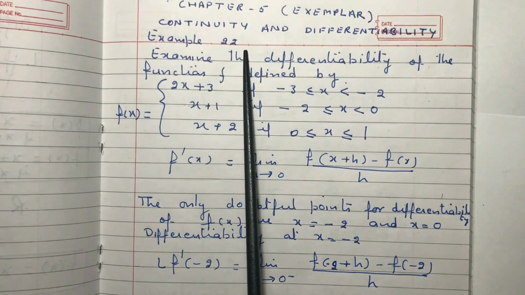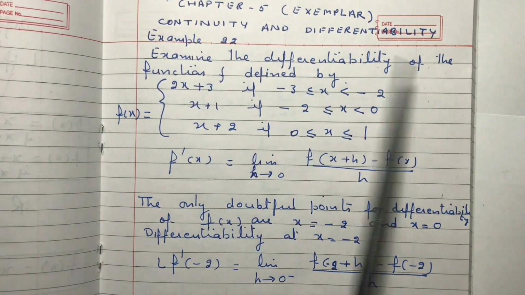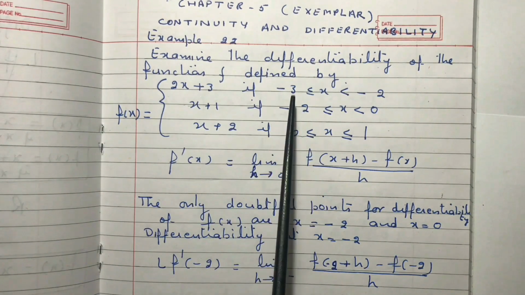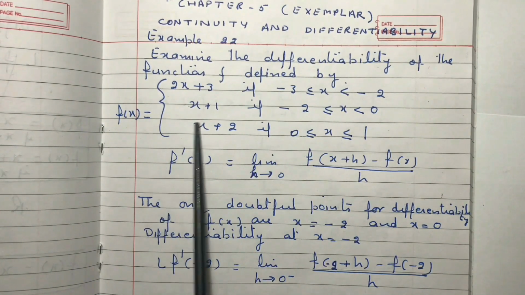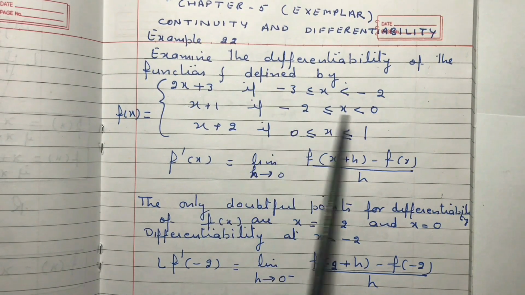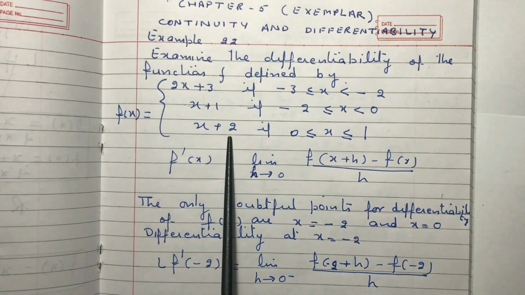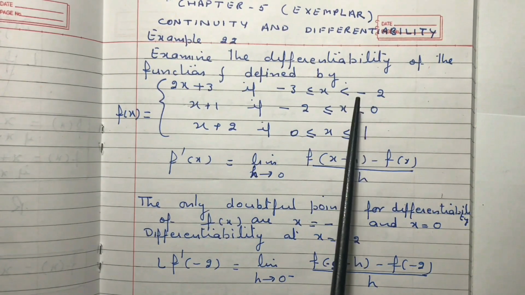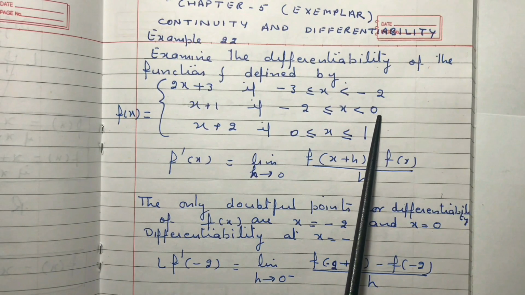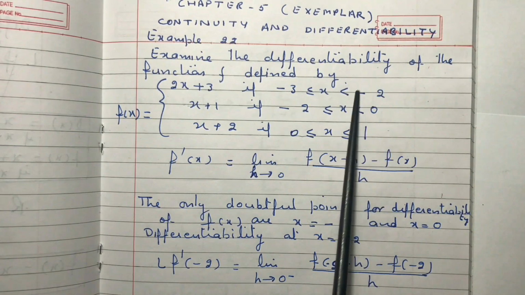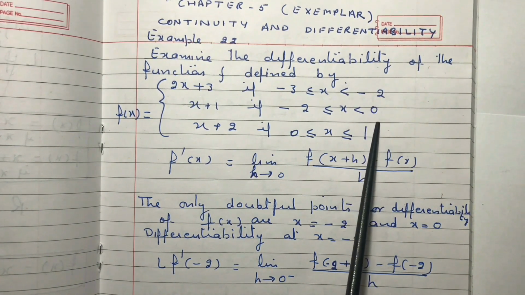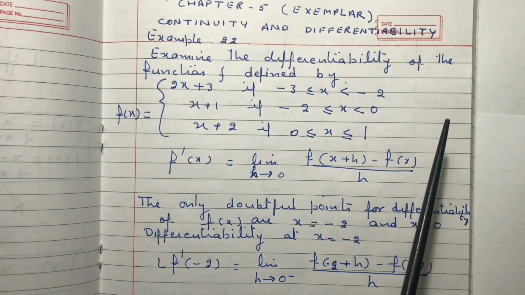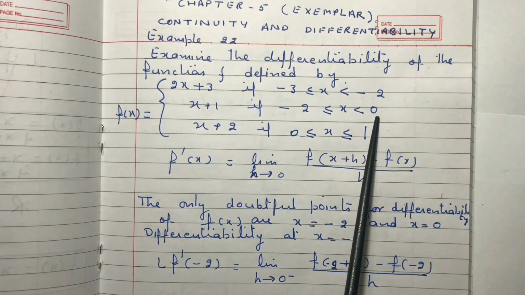This is example 22. Examine the differentiability of the function f defined by f(x) = 2x + 3 if x lies between -3 and -2, f(x) = x + 1 if x lies between -2 and 0, and f(x) = x + 2 if x lies between 0 and 1. The doubtful points here are -2 and 0. So we are going to find the differentiability at -2 as well as 0. First we will find the differentiability at -2, then at 0.